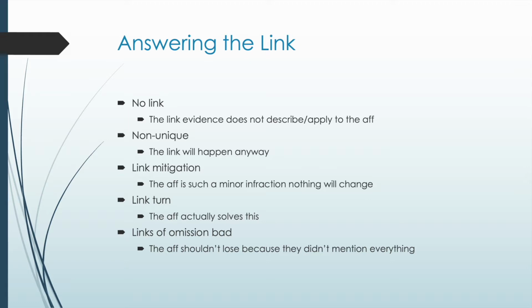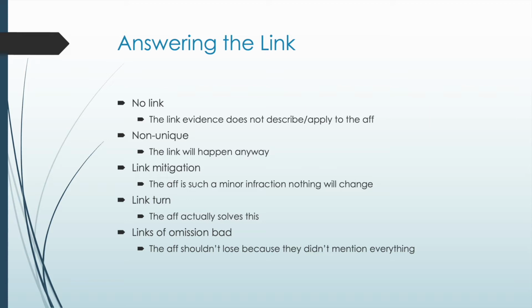You can also make link mitigation arguments. Similar to how impact mitigation says that it's not that big of an impact, link mitigation says it's not that big of a link. What the AF did was such a minor offense that nothing will actually change. It's not going to amount to going over the brink to create unlivable conditions. You can also make a link turn, which in the case of a K is saying that the AF actually resolves the impact that is being described. If you can think of a way to make that argument, it's actually very, very persuasive. So a link turn on the K, saying that the AF actually solves what is being described by the link.